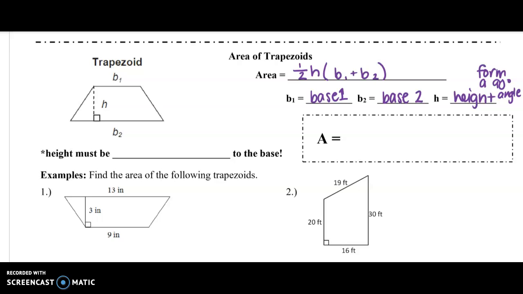Okay? So again, just reiterate, the height must be perpendicular to the base. And in this case, it's going to be both bases. They just don't show it. But if it's perpendicular to one, it's going to be perpendicular to the other, which is nice. So the area of a trapezoid, again, 1/2 the height times base 1 plus base 2.